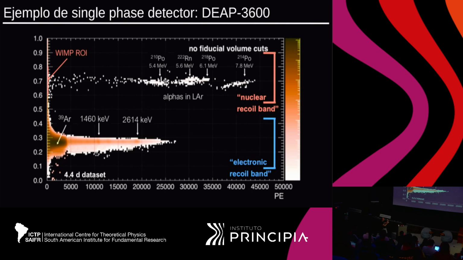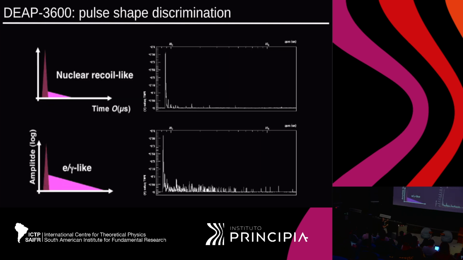In this case, what you would have is just a lot of grass if it's an electron event, okay? And if it is a nuclear recoil, you won't have any of this grass. So if you look at how is the spread in time for these kind of signals, it will be much longer than when you look at the spread in time for these signals.